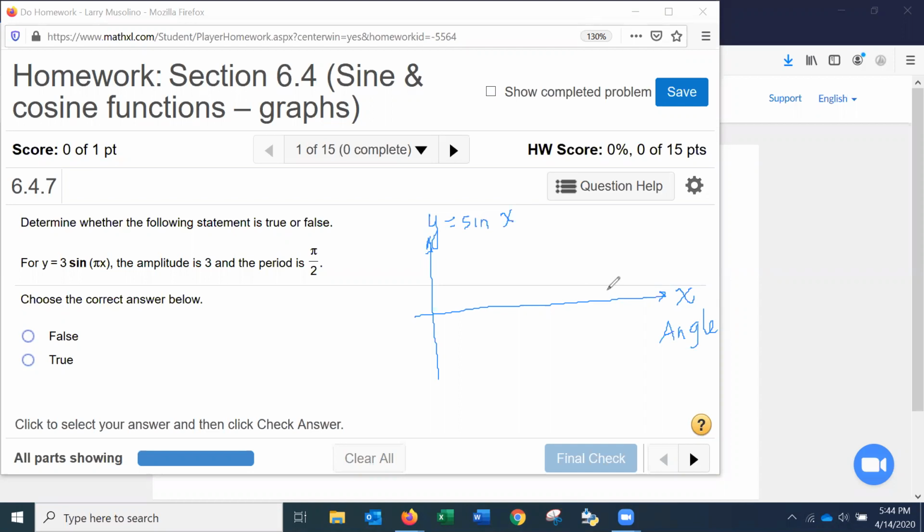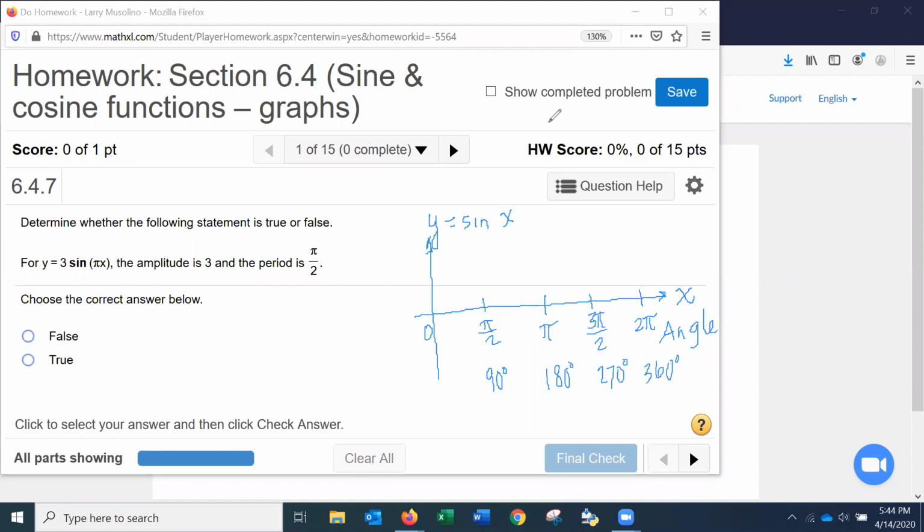And usually we mark this horizontal axis going from 0 to 2 pi radians. So let me mark this horizontal axis from 0 to 2 pi radians. And let me also add degrees underneath just so you can relate this to degrees. Remember, pi radians is the same as 180 degrees. 2 pi radians is the same as 360 degrees.